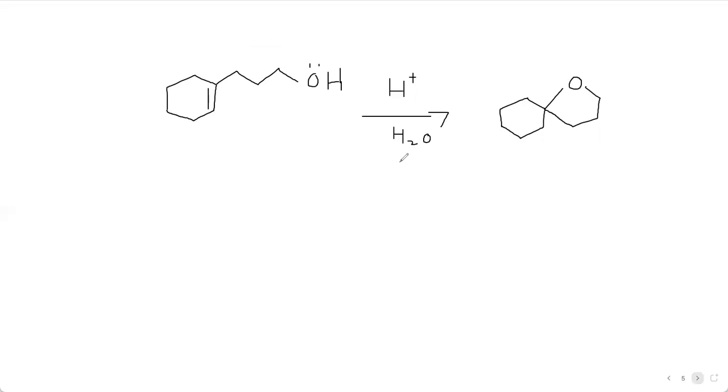Now, the real way to do this is we have to make a carbocation first. Remember, things with lone pairs like to attack carbocations. So my double bond is going to attack the H plus just like before.